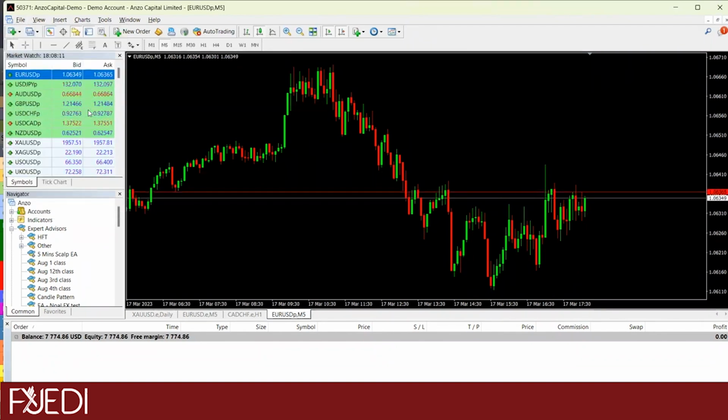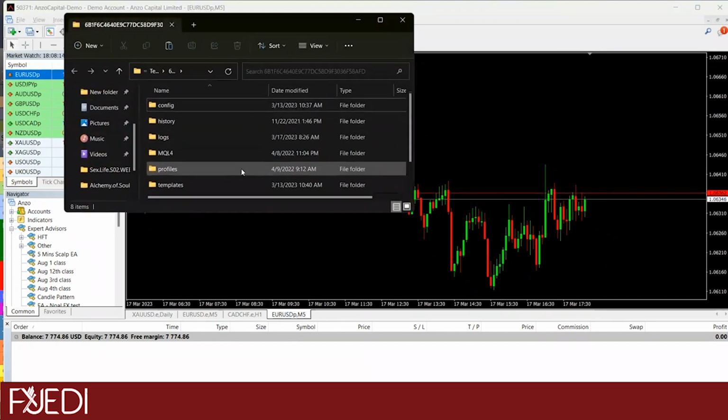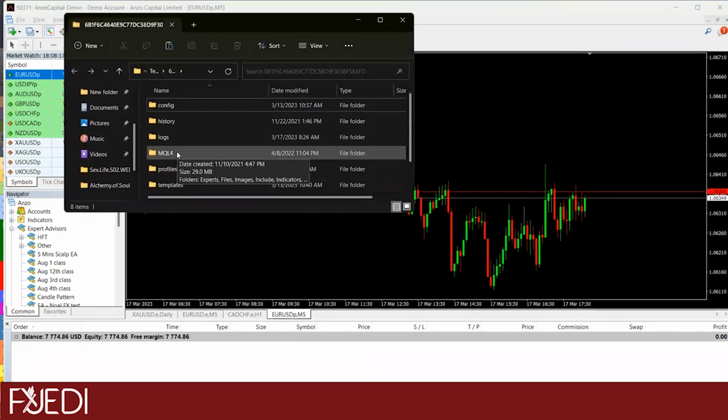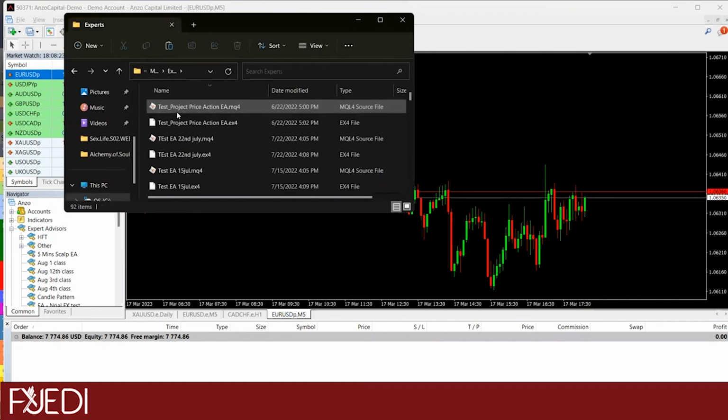And once that comes up, so you open Data Folder. And then you want to scroll to MQL4, click on MQL4. Now, if this is on your MT5, you click on MQL5, go to Experts, and then just paste. So Control P. I've copied it. So I'm just going to Control Paste it, right?